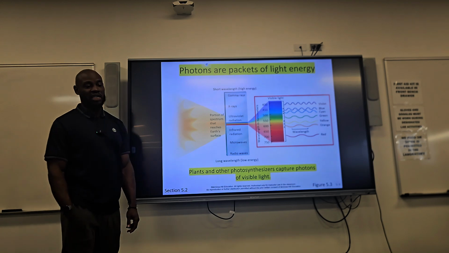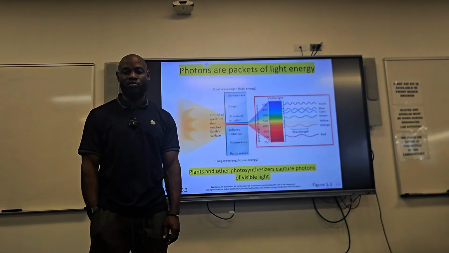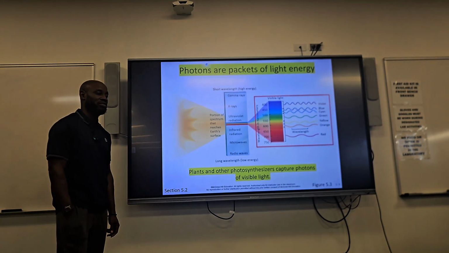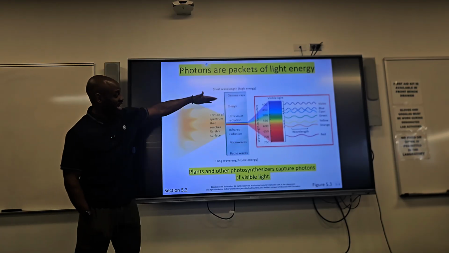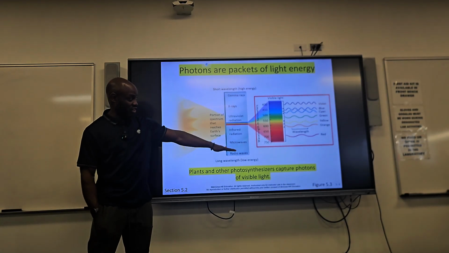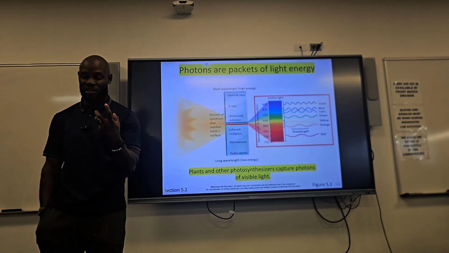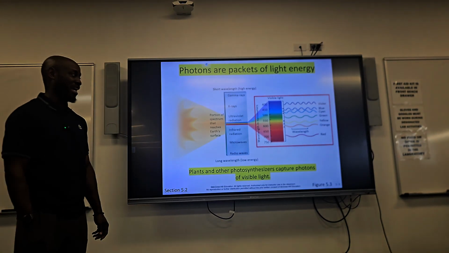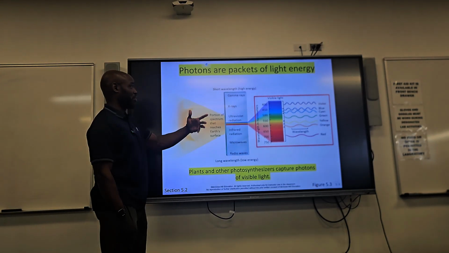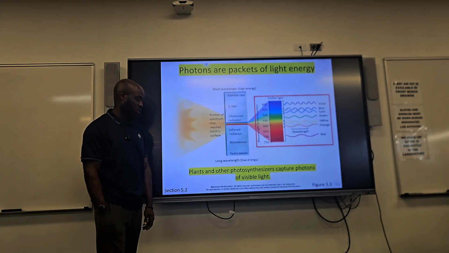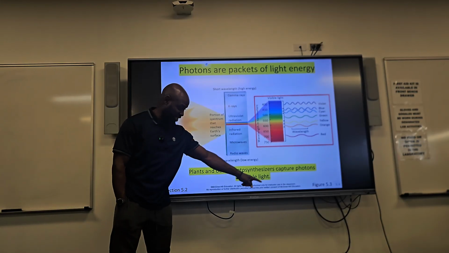Photons. You may have heard of that term, photon. Photons are packets of light energy. High energy here, low energy here, depending on the type of light it is, how many photons of energy are packed into that type of light energy.